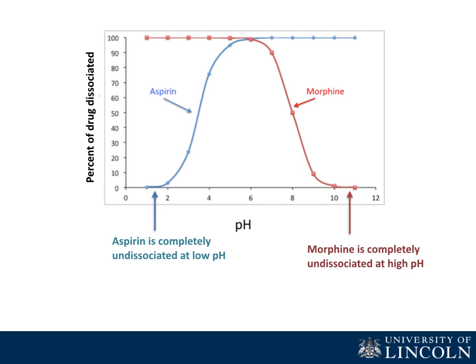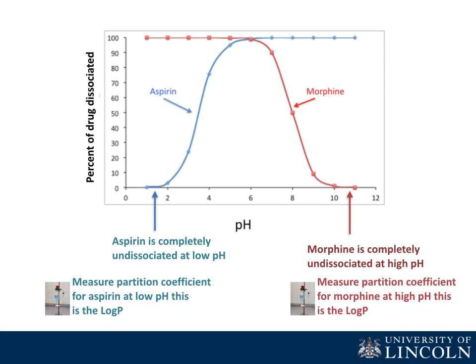So when we measure LogP, we measure the LogP of the undissociated form. So for aspirin we measure the LogP at low pH. And for morphine we measure the LogP for the undissociated form at high pH. Now the bit in the middle, the partition coefficient, when some portion of the drug is dissociated, that is the log D.